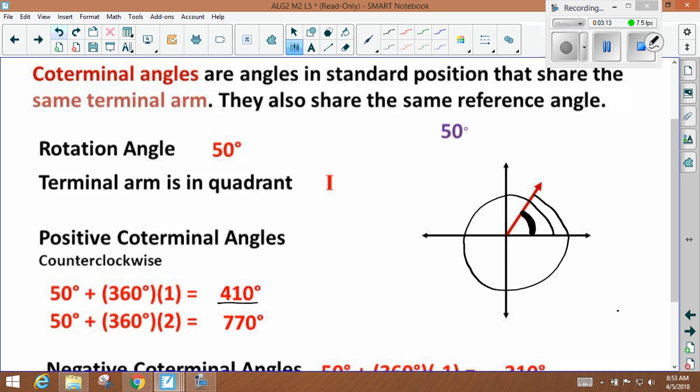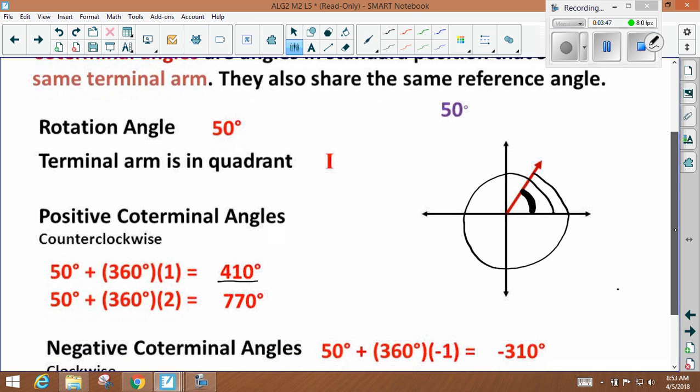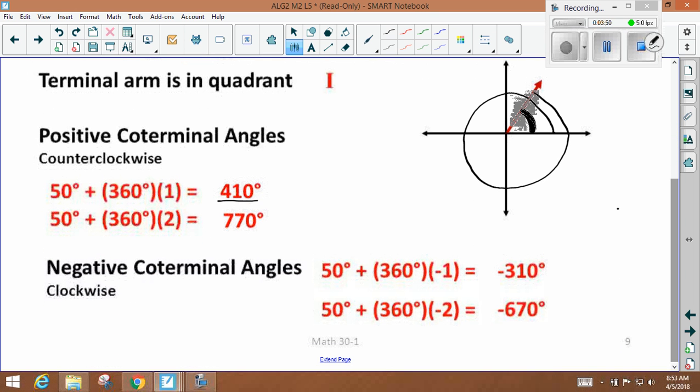My reference angle would be 50 degrees. But the angle that I actually formed was 410 degrees. So the angles 50 degrees and 410 degrees are coterminal angles because they really put us in the same spot. We wind up in the same spot in terms of rotation. 770 is just going to be another rotation.